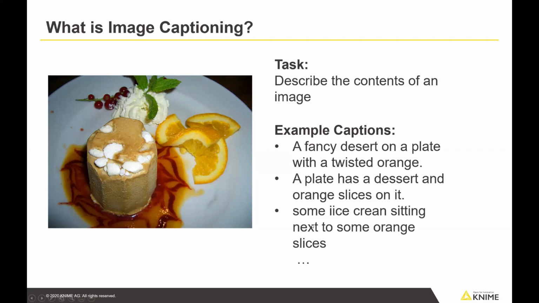And also if you read some of these descriptions here on the right, for example, the bottom one, some ice cream sitting next to some orange slices. So these captions are usually created by humans, and humans sometimes make errors. So this already hints that we maybe have to do some pre-processing so that we do not learn these errors in the prediction.